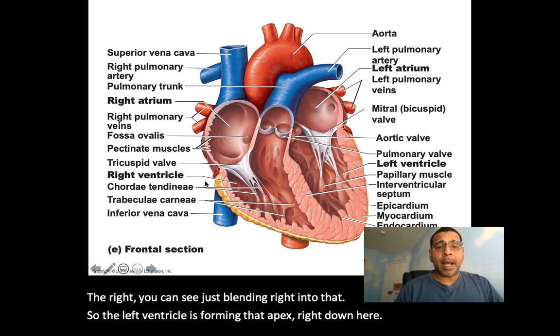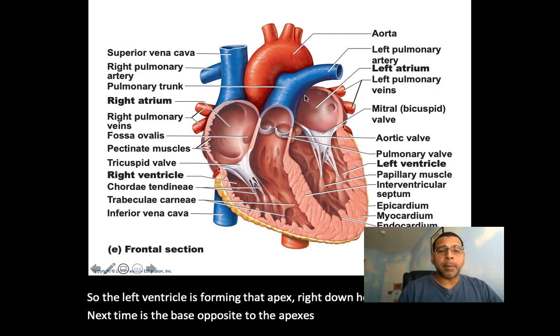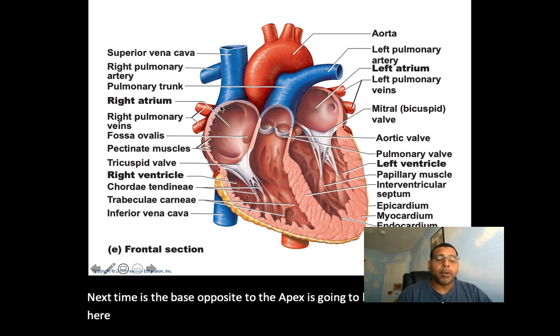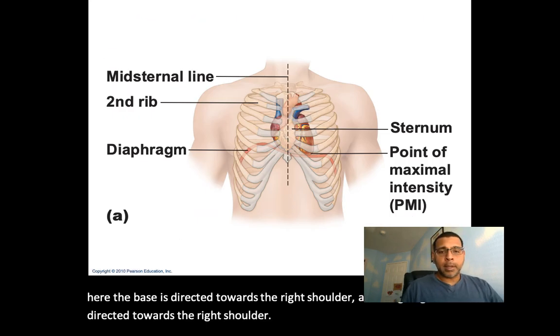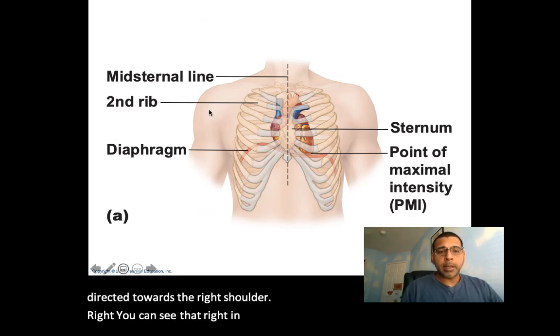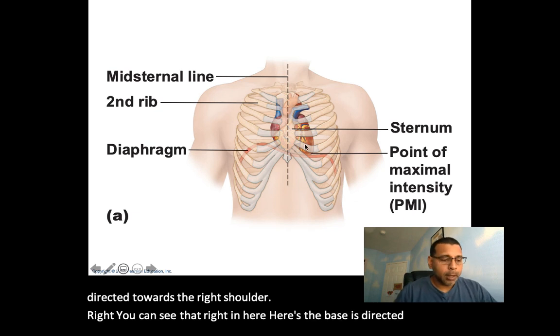Next, there's the base. Opposite to the apex is the base, back up here. The base is directed towards the right shoulder. You can see that right in here. Here's the base. It's directed towards the right shoulder.